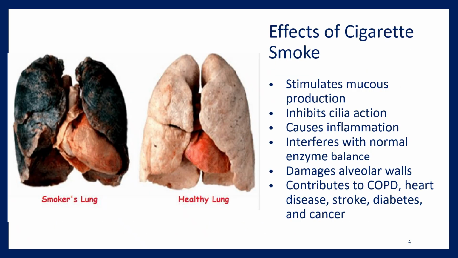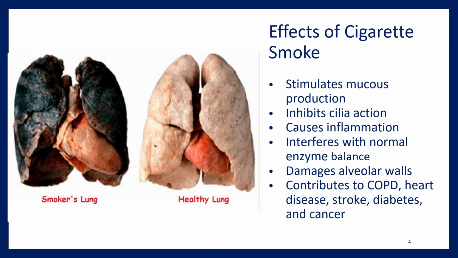Cigarette smoke is not subtle. It doesn't gently irritate the lung. It shows up like a wrecking ball. Histologically and physiologically, smoking increases mucus production, it paralyzes cilia, promotes chronic inflammation, it disrupts enzyme balance, and it destroys alveolar walls. Now let's talk cilia for a moment.